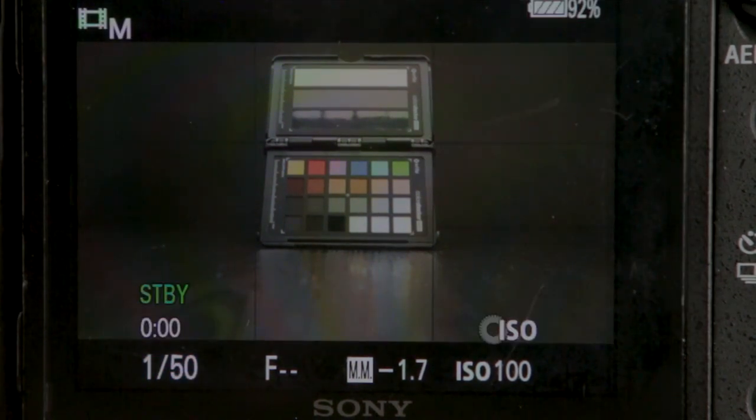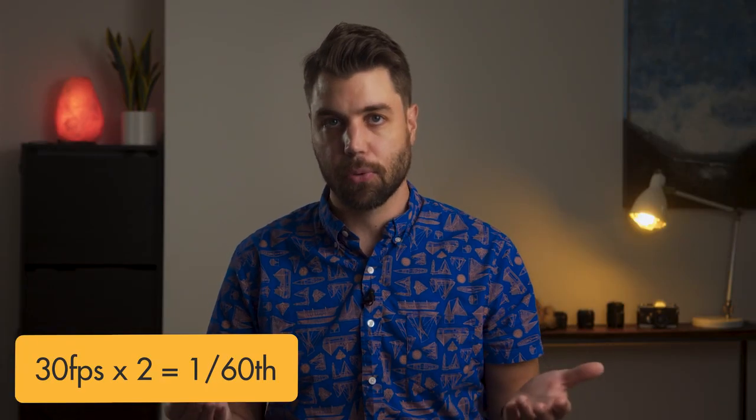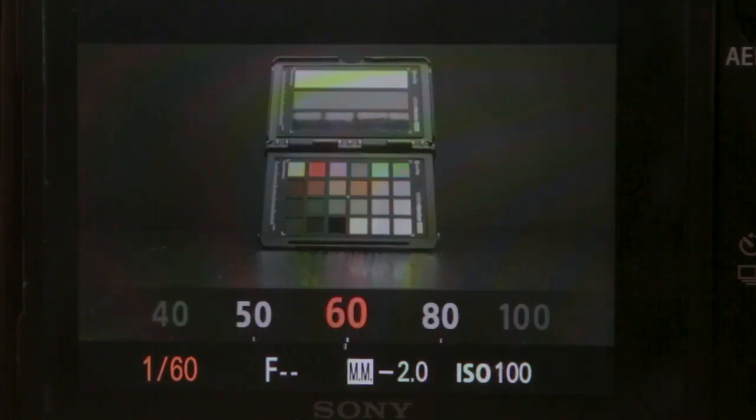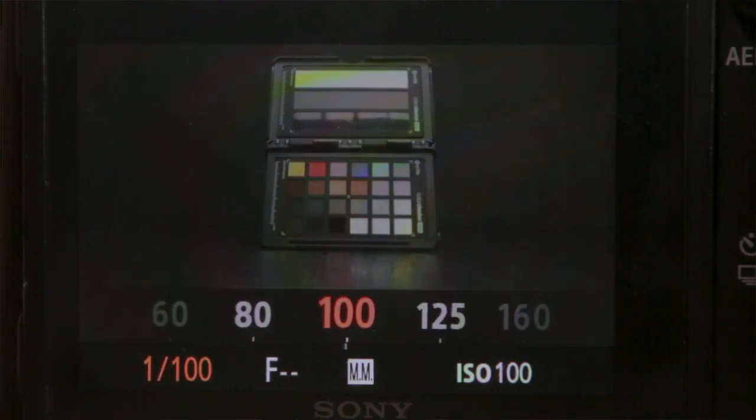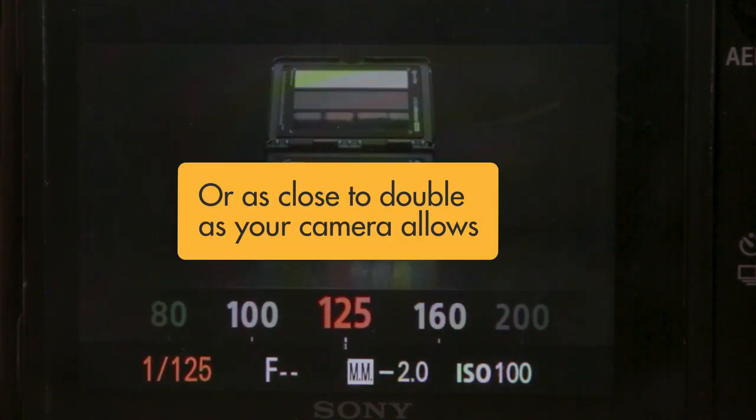If you wanted to shoot at 30 frames per second, follow the doubling rule and set your shutter speed to 1/60th of a second. Say you want to shoot at 60 frames per second, then set it at, yes, you've guessed it, 1/120th of a second.